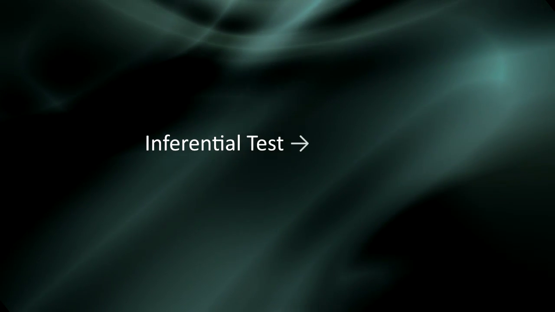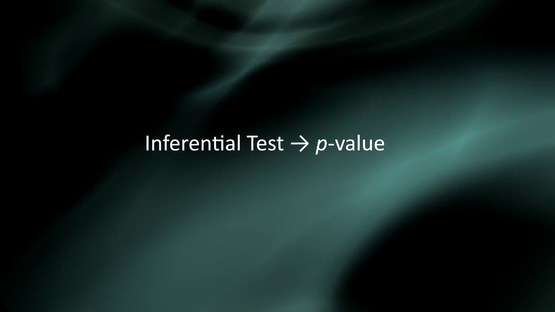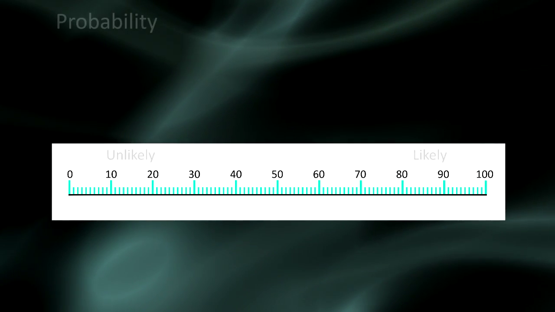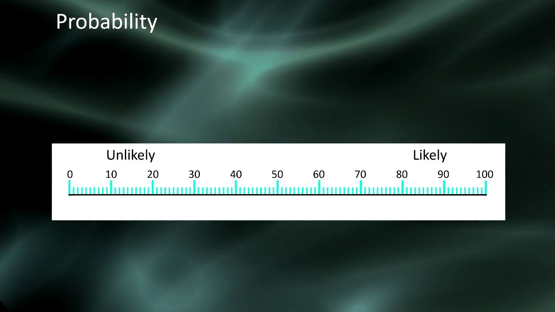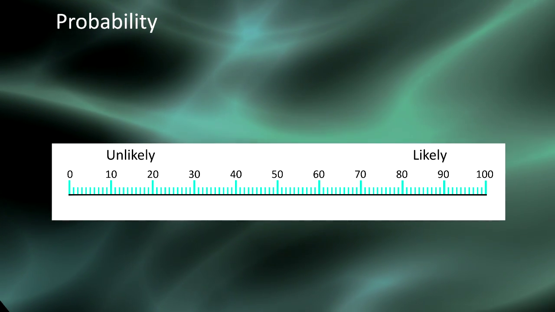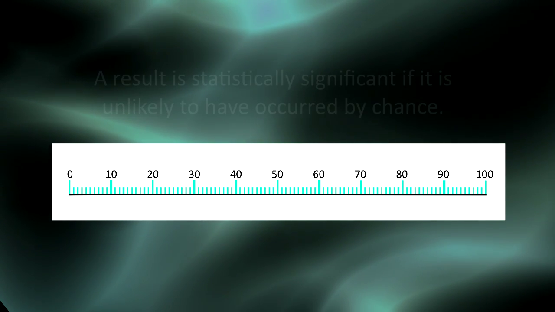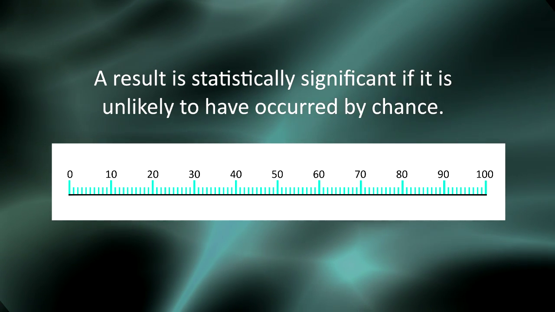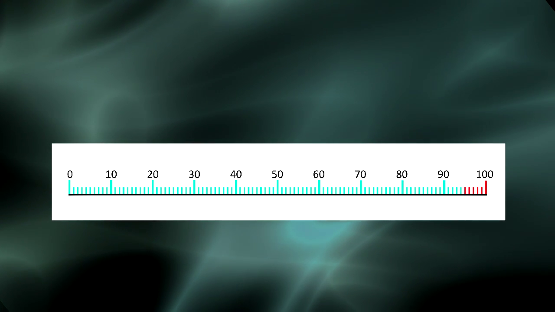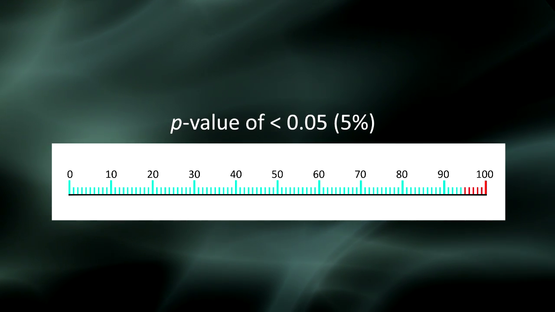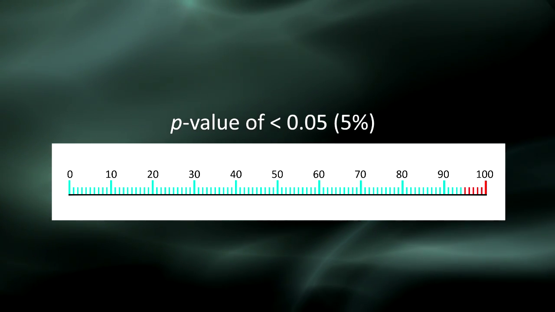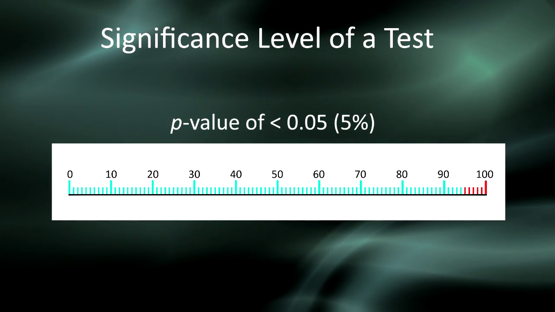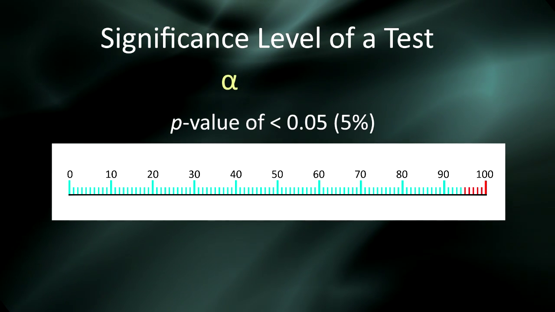The reason for using an inferential test is to get a probability value, commonly called p-value. The p-value provides an estimate of how often we would get the obtained result by chance, if, in fact, the null hypothesis is true. In statistics, a result is called statistically significant if it's unlikely to have occurred by chance alone. The most commonly used standard or cutoff is 0.05 or 5%. Because this standard or cutoff is so important, it has a special name. It's called the significance level of a test and is usually denoted by the Greek letter alpha.